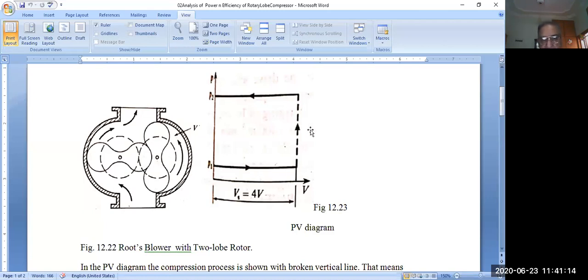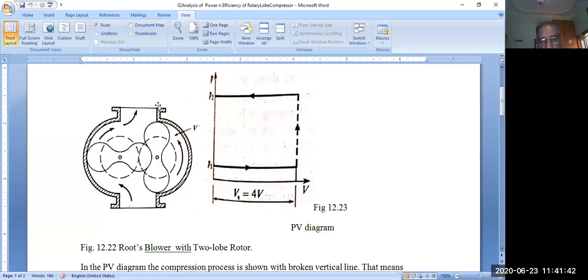So this is the PV diagram. On the right side of this diagram, it is figure 12.23. The PV diagram is important. So intake is taken at P1 and discharge is done at P2. But what is this vertical broken line? This vertical broken line is a constant volume process, isometric process, of irreversible mixing of receiver backflow air and blower throwaway air.